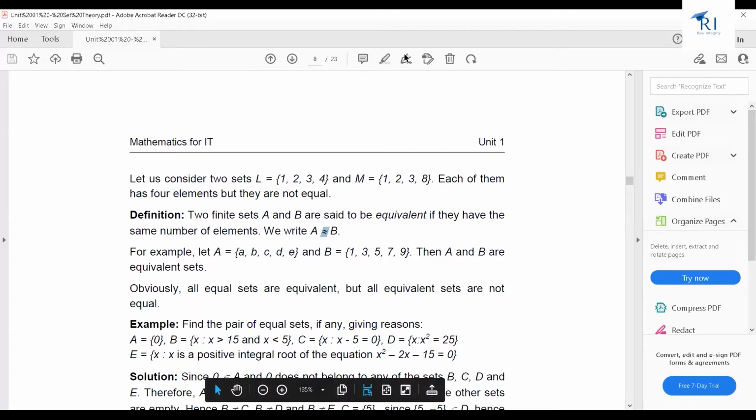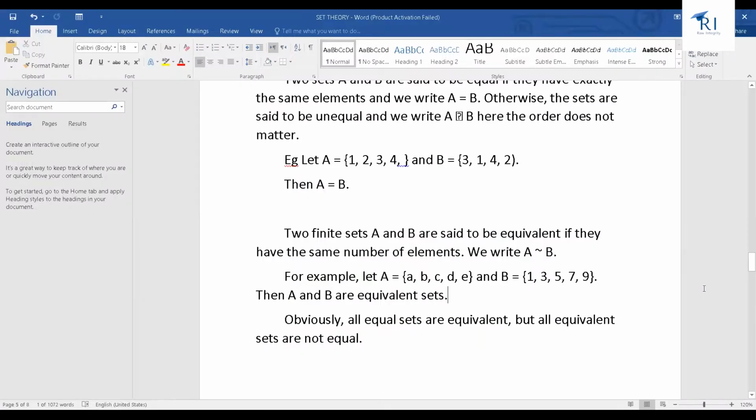Here we said the number of the elements is the important thing. We only need the cardinality number. Like here, for example, in set A we have small a, b, c, d, e. And in set B, we have 1, 3, 5, 7, 9. Here, how many elements do we have? 5. And here, how many elements do we have? 5. So they are equivalent.